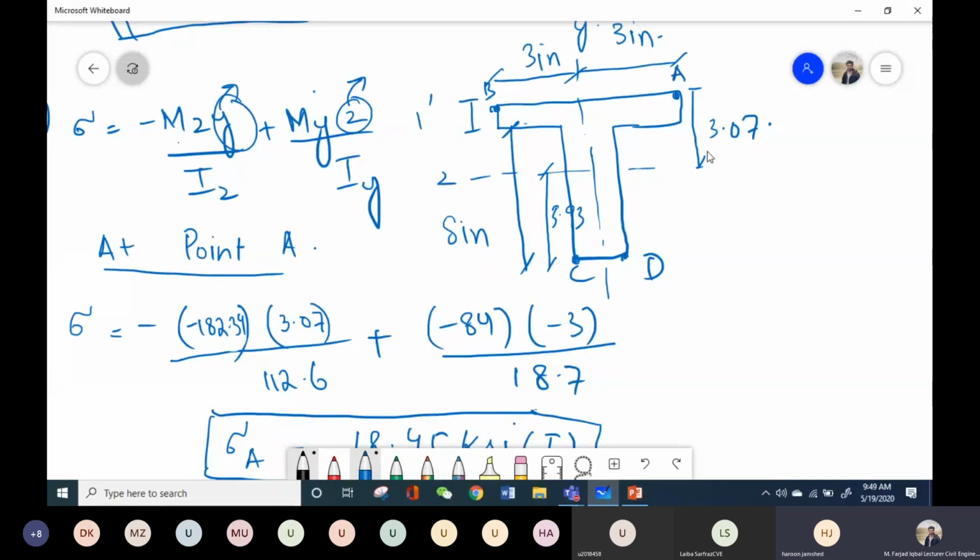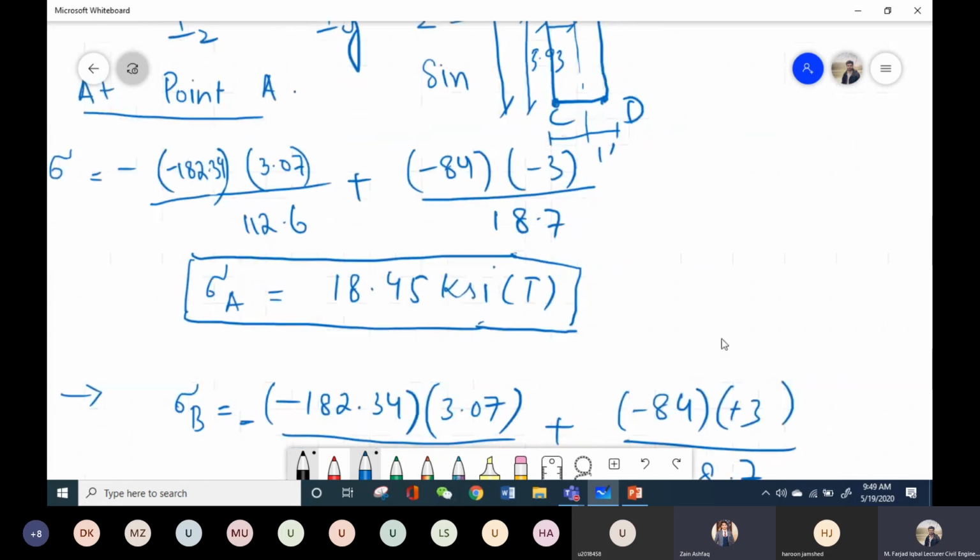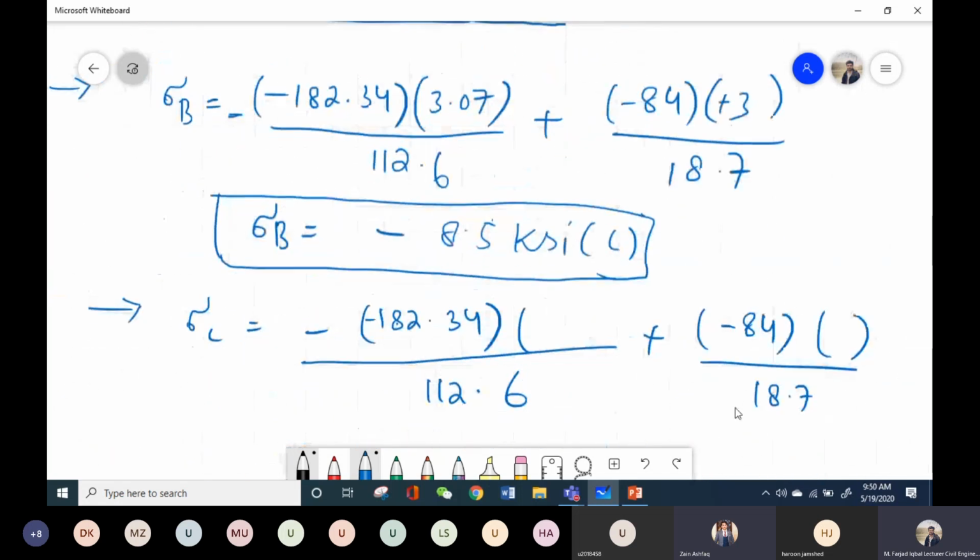This is 3.07. So 9 minus 3.07. 5.93, I believe. Yeah. So 5.93, and what is the Z distance from this point to this point? Actually, this one is also 1 inch. So the Z distance is 0.5 inch basically. So Z distance is in the positive Z direction, so it will be positive 0.5, and Y distance is in the negative direction, so it will be negative 5.93.